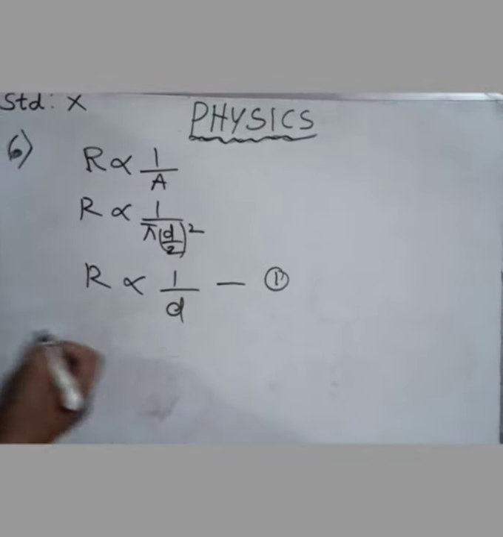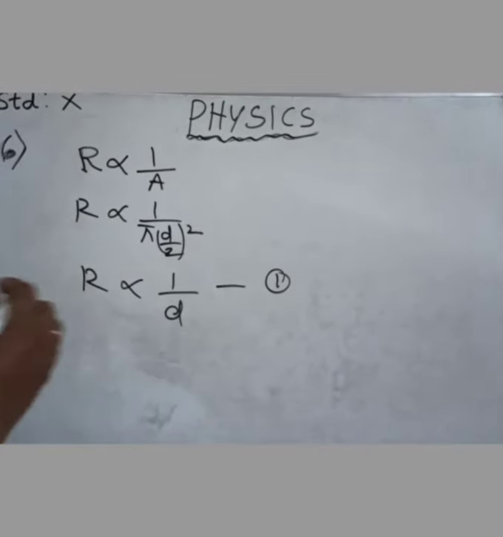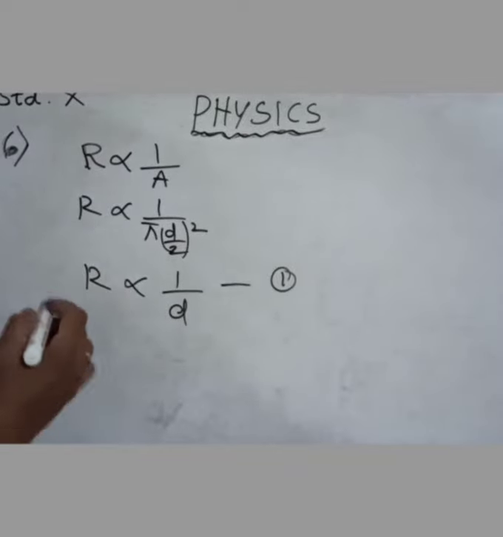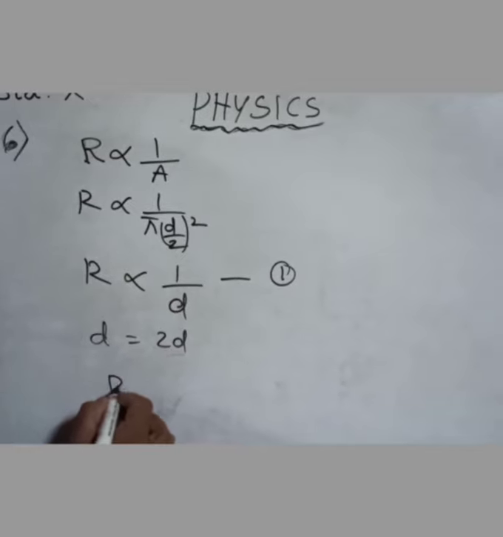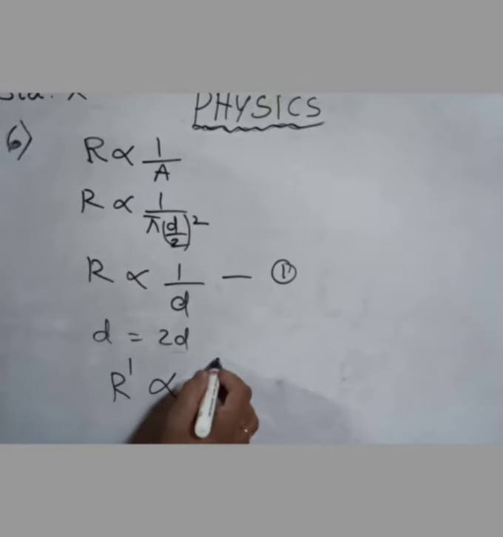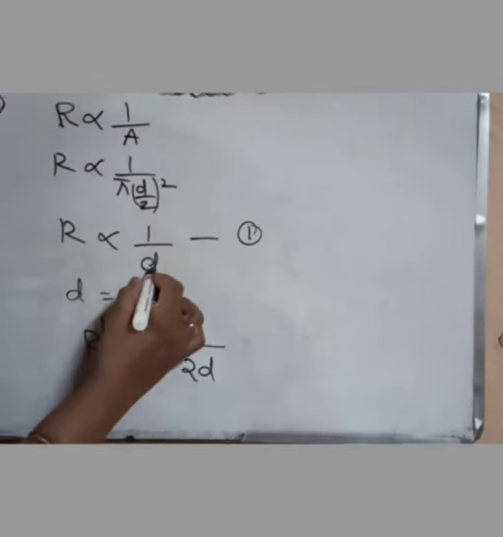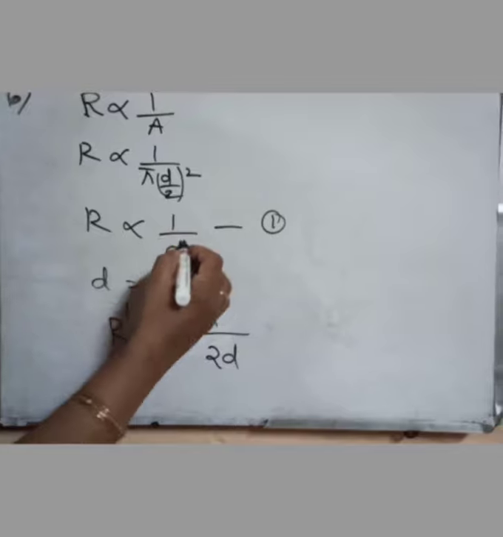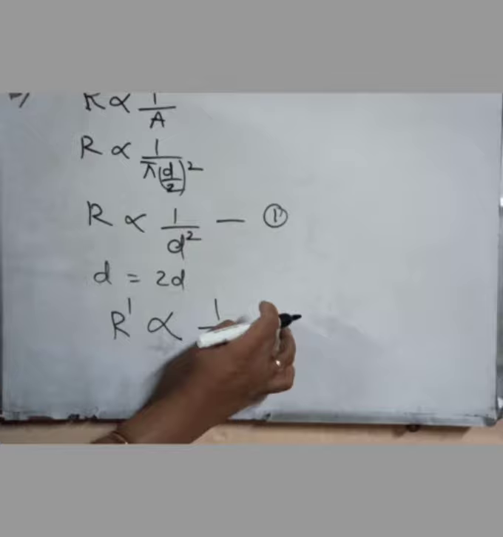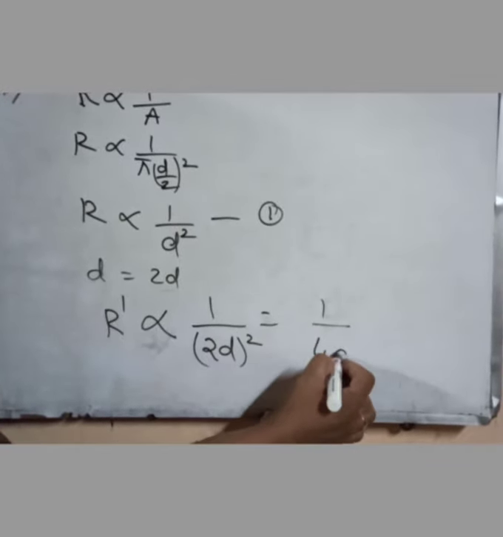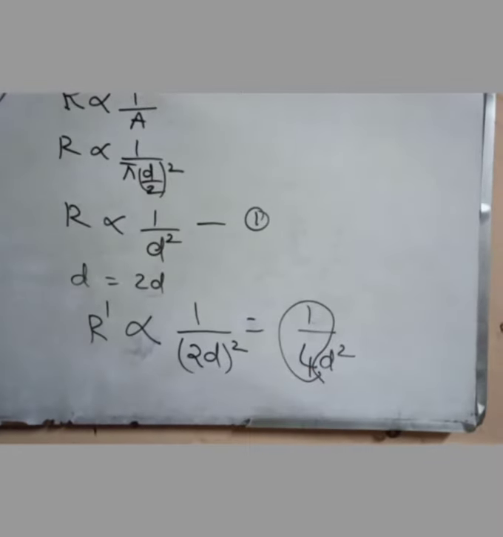If the diameter is doubled, what will happen to the resistance, it is asked. So if the diameter is doubled, d becomes 2d. Let it be R dash. R dash is directly proportional to 1 by pi times 2d by 2 the whole square, no? So here 2d square, that is equal to 1 by 4d square. So the resistance changes to 1 by 4 times.